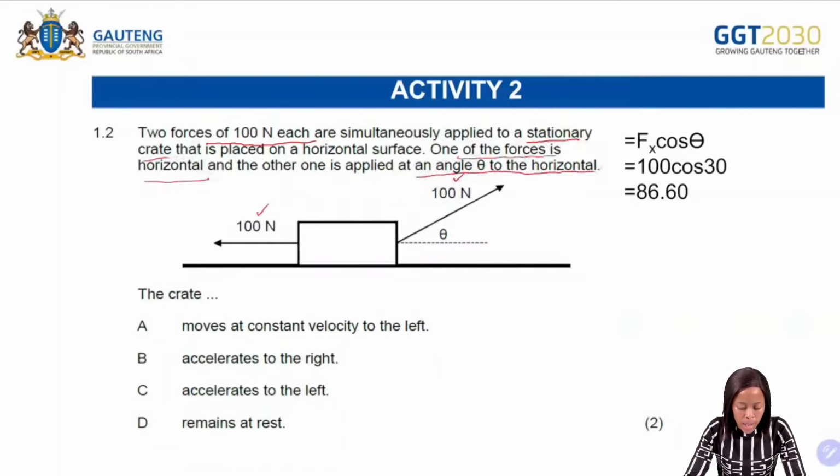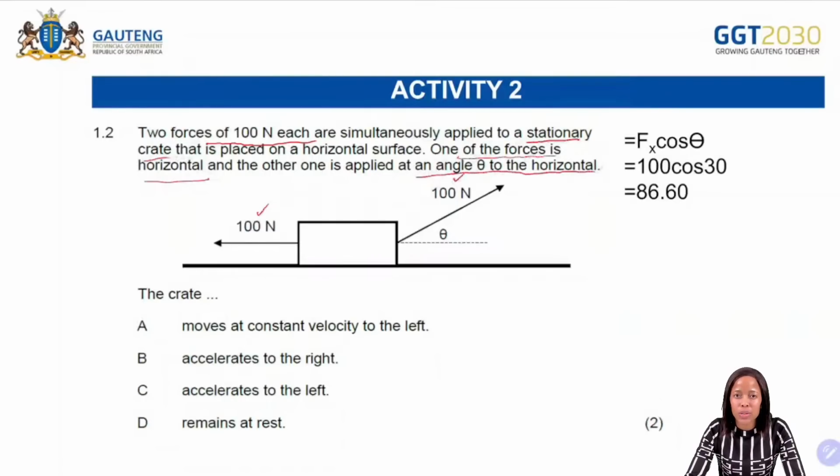Now it says the crate, so we can see that they're talking about movement. Does it move at a constant velocity? If it moves at a constant velocity, it means that the acceleration must be 0. Does it accelerate to the right? Does it accelerate to the left? Or does it remain at rest?